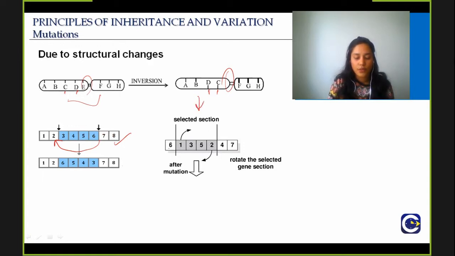This is the sequence, okay? It is not normal counting: 6, 1, 3, 5, 2, 4, 7. And you see these arrows. Here is where the inversion takes place. You have to tell me the new chromosomal sequence after inversion. If there are questions, you can ask.